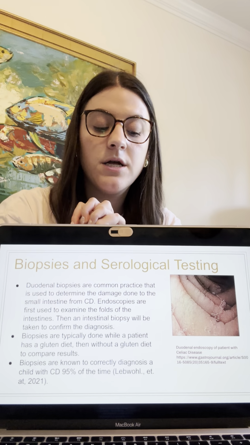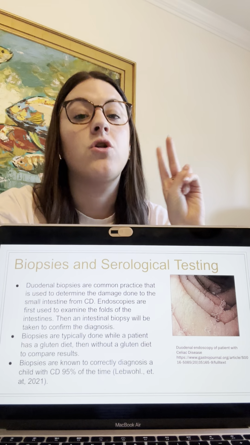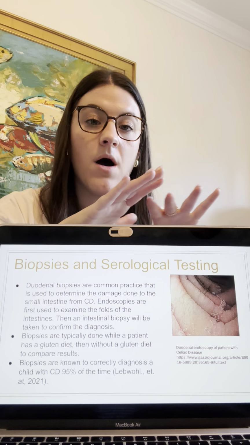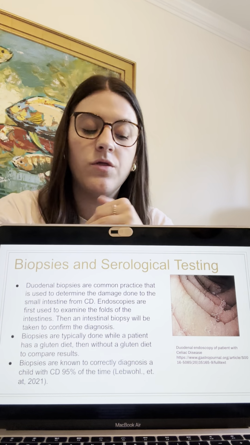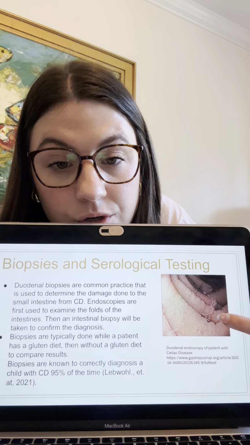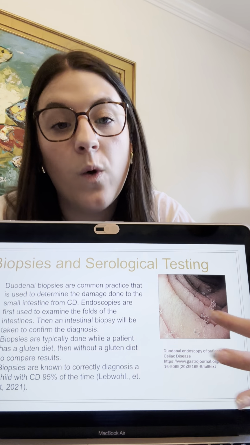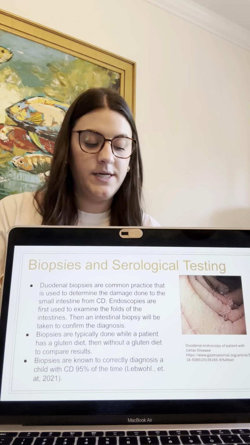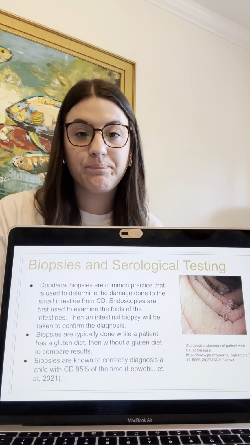Biopsies are typically done while a patient is on a gluten diet and when they are not on a gluten diet, and they take both of those results and compare the differences. So right here, this is a duodenum endoscopy, and that is a patient with celiac disease. And biopsies are known to correctly diagnose a child with celiac disease 95% of the time.